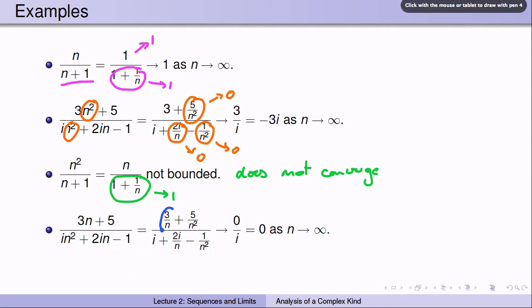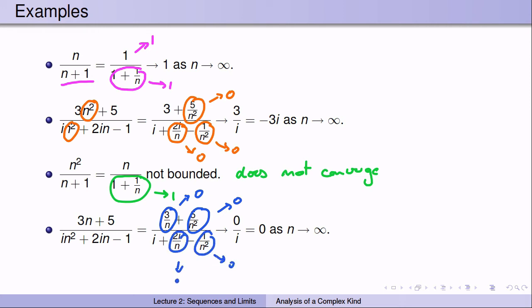In the numerator, 3 over n goes to 0, 5 over n squared goes to 0. In the denominator, 1 over n squared goes to 0, 2i over n goes to 0, i is constant equal to i, so the denominator goes to i, numerator to 0, 0 divided by i is 0. So this last sequence converges to 0 as n goes to infinity.